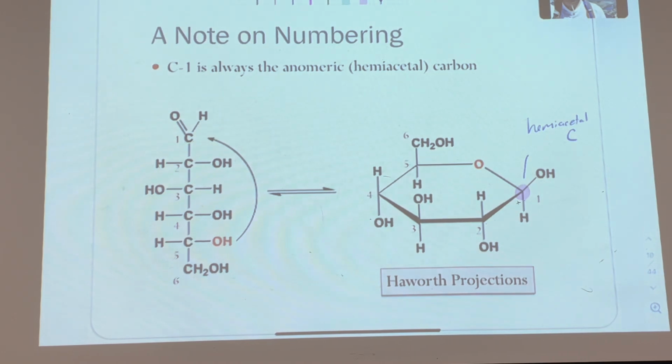By the way, as we go through this, we're going to see a bunch of new terminology. Carbohydrate chemists have their own lexicon. This hemiacetal carbon is given a special name. We call it the anomeric carbon. Or the anomeric center.